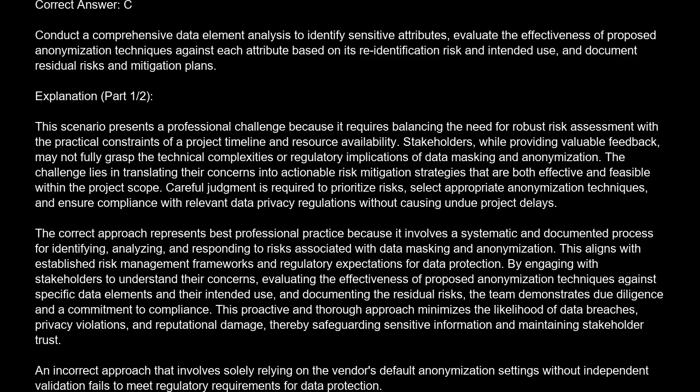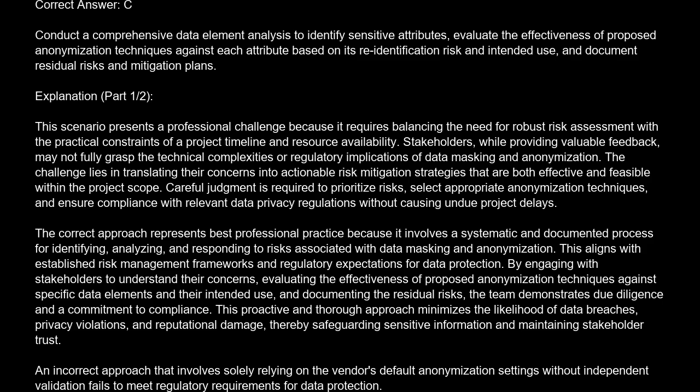Explanation. This scenario presents a professional challenge because it requires balancing the need for robust risk assessment with the practical constraints of a project timeline and resource availability. Stakeholders, while providing valuable feedback, may not fully grasp the technical complexities or regulatory implications of data masking and anonymization. The challenge lies in translating their concerns into actionable risk mitigation strategies that are both effective and feasible within the project scope. Careful judgment is required to prioritize risks, select appropriate anonymization techniques, and ensure compliance with relevant data privacy regulations without causing undue project delays.